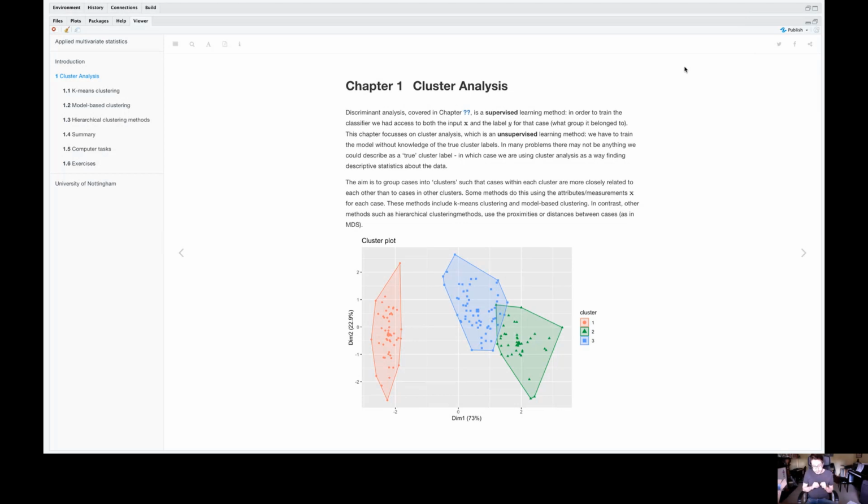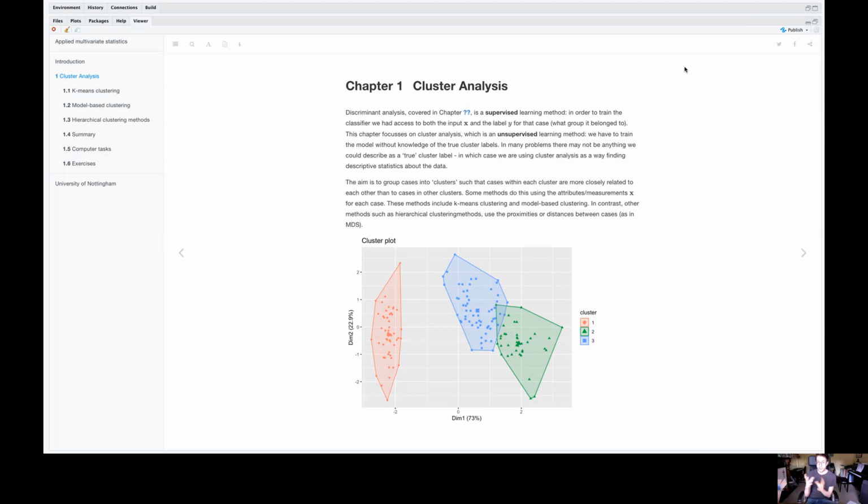And the aim is to split the data into clusters such that the cases within a cluster are more similar to each other than they are to observations in other clusters. So we're looking for natural similarities. And obviously, the type of distance function we use here is going to be important, and how we compare groups is going to be important. So we're going to look at 3 different types of methods.